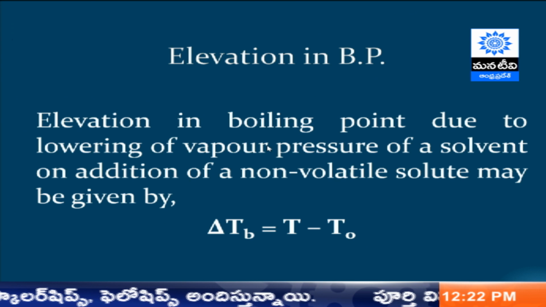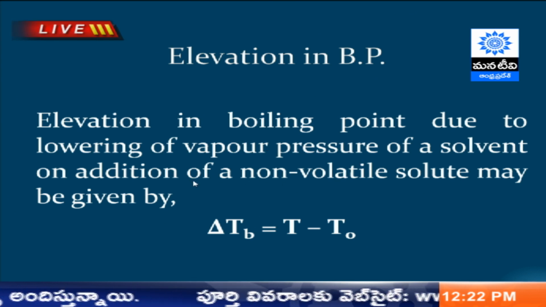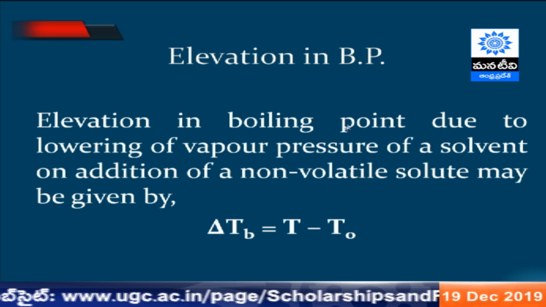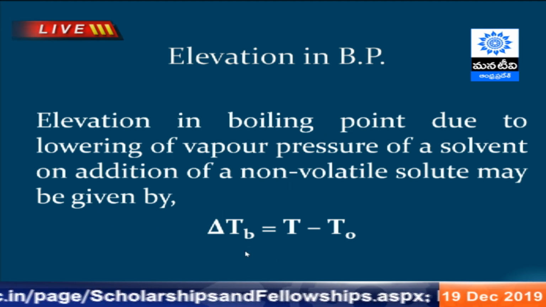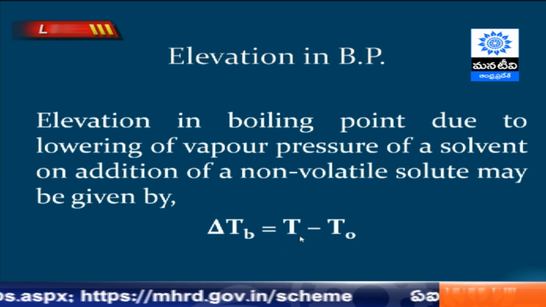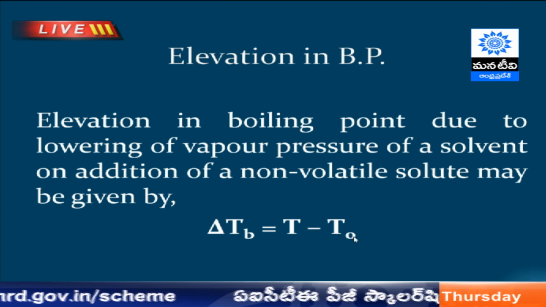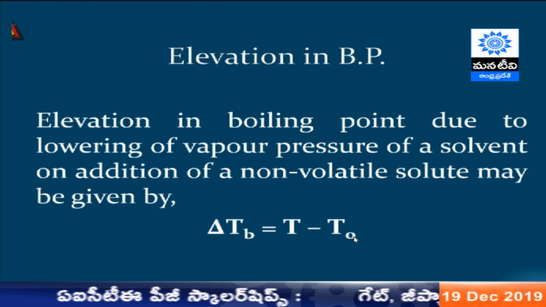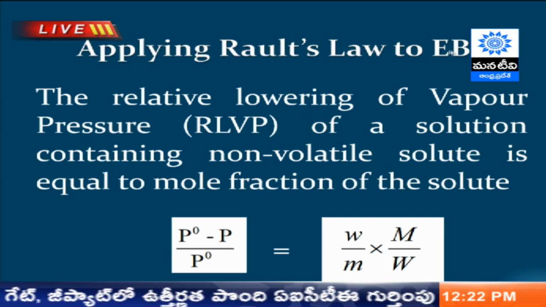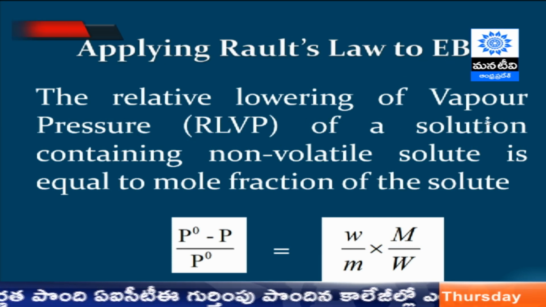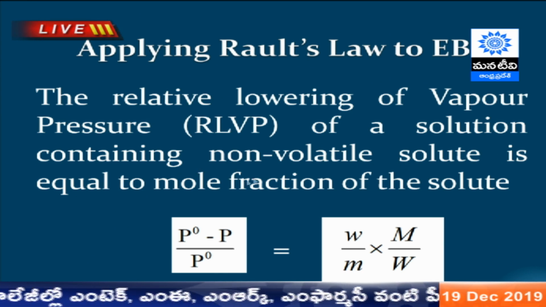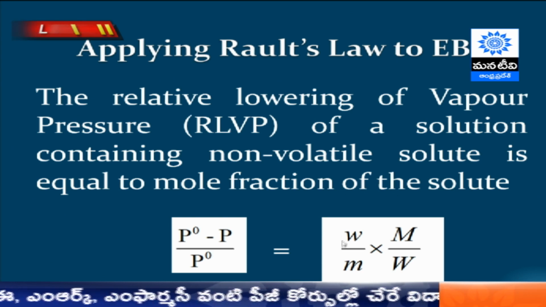Now, elevation in boiling point due to lowering of vapor pressure of a solvent on addition of a non-volatile solute may be given by the formula delta Tb is equal to T minus T0, where T is the boiling point of the solution and T0 is the boiling point of the pure solvent. Applying Raoult's law, the relative lowering of vapor pressure of a solution containing a non-volatile solute is equal to the mole fraction of the solute.